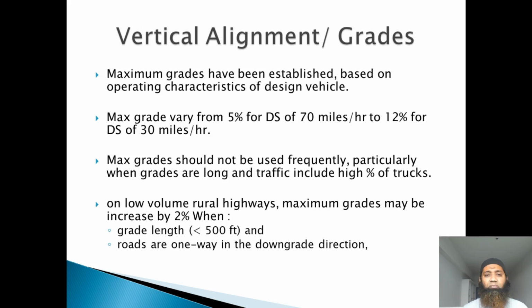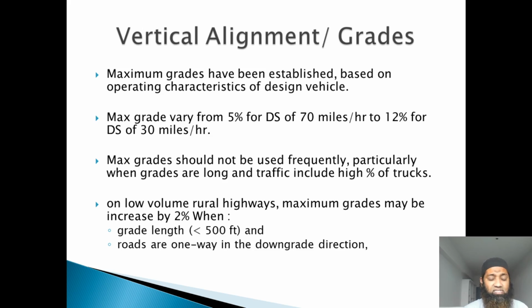You can see maximum grades have been established based on operating characteristics of the design vehicle. So grades are established depending on what type of design vehicle. As I had told you, we have wheeled vehicles, we also have tracked vehicles, and the heaviest is the class AA tracked vehicle. This is the heaviest vehicle, which carries the maximum amount of load. Basically it is a military truck, and the load which comes through the truck onto the pavement is about 700 tons. So it is a very huge amount of load.